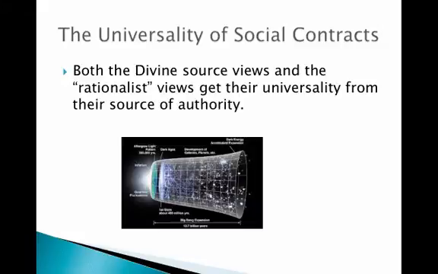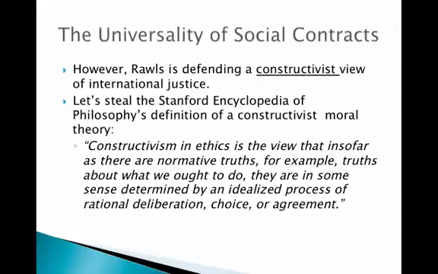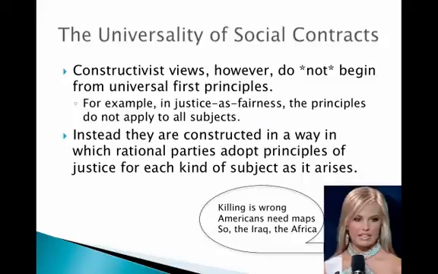But Rawls is defending a constructivist view of international justice. How on earth could that be universal in scope? Well, before we address that, let's look at a definition of a constructivist moral theory. We'll quote the Stanford Encyclopedia of Philosophy. They say that constructivism in ethics is a view that insofar as there are normative truths, for example, truths about what we ought to do, they are in some sense determined by an idealized process of rational deliberation, choice, or agreement. So constructivist views don't begin from universal first principles, unlike, say, utilitarianism.